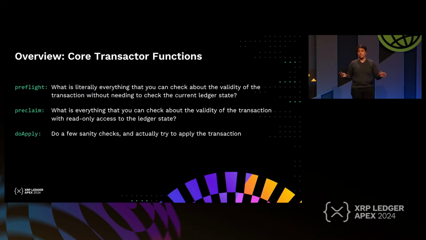The reason that we want to check literally everything is because this function is run before the transaction is sent to any other nodes. So it really saves a lot of performance and efficiency if you catch as many errors as you can in this particular function. Then we've got preclaim, which is: what is everything that you can check about the validity of the transaction when you have read-only access to the ledger state? So now you have access to ledger data. You can check things that involve looking at the ledger. For example, does this account that I'm signing a transaction for exist?